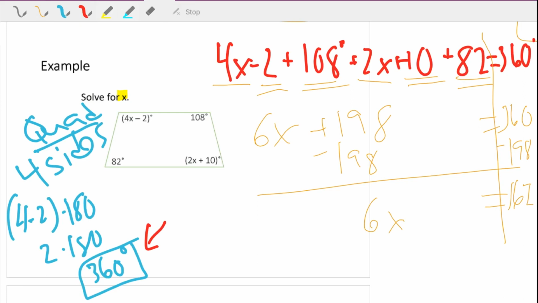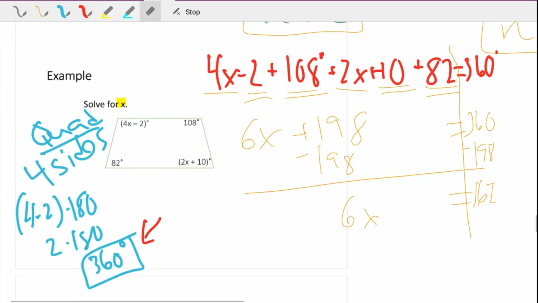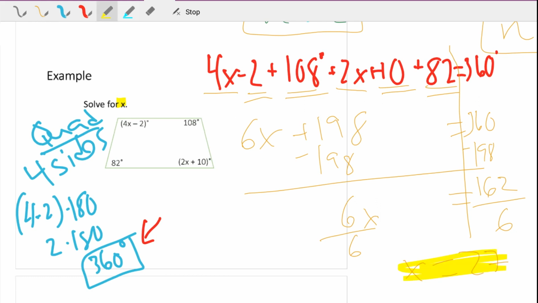Sorry, let's just zoom out so you guys can see that, 6x is equal to 162, and then we will divide by 6 on both sides. And so x is equal to 27. Understand that the only way this was possible was because you knew it was equal to 360 by doing this work first. Okay, so reading the directions, solve for x, you have to slow it down.